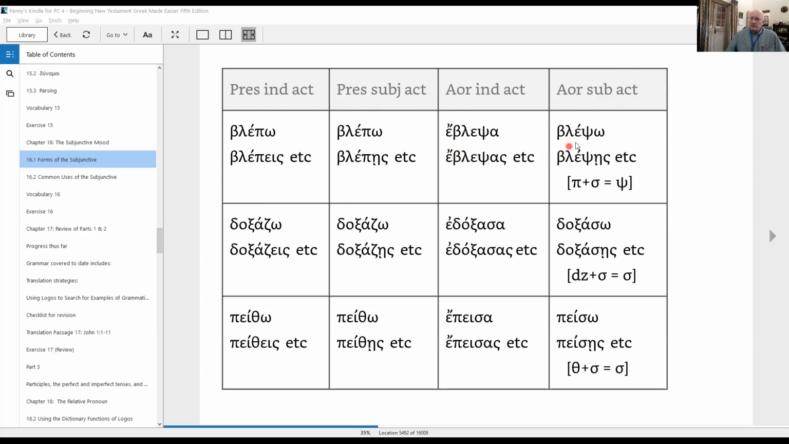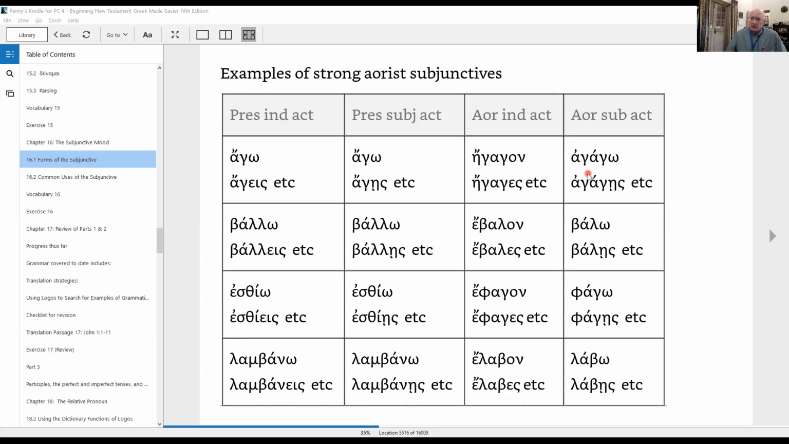So we still have blepso because we have a sigma added. We have an aorist stem. Somehow we have to show that there's an aorist stem, either a second aorist or a first aorist with adding sigma. But there is no augment in the aorist subjunctive. So you can go through these examples of several different verbs and note how the subjunctive, present tense, aorist tense, is different from the indicative.